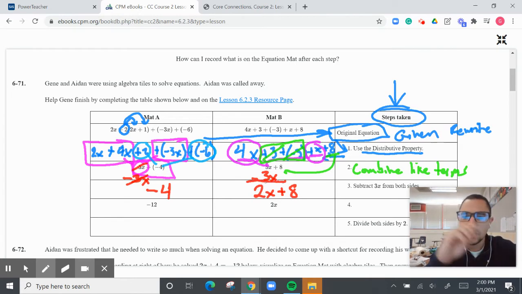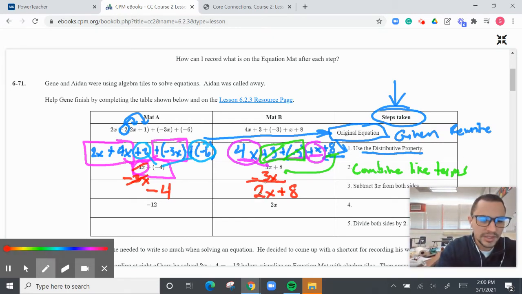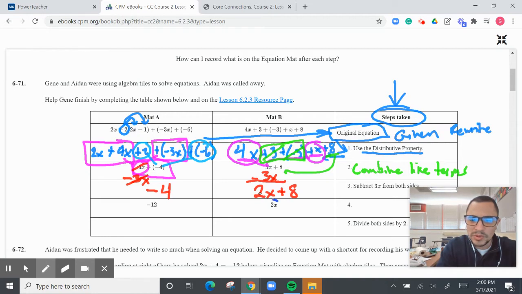And that's what we want to do. Show what we're doing. We're subtracting 3x on both sides. Show it on both sides. And then here we have negative 4 and 2x plus 8. What did we get here? Well, we have a 2x here, so we just brought that down.